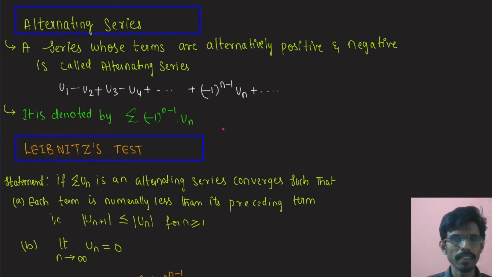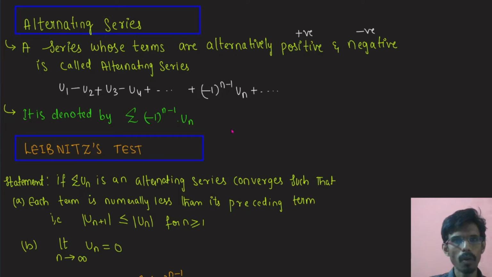Now in this class we will see alternating series. The definition is a series whose terms are alternately positive or negative. That is, we see a positive term, next a negative term, then a positive term, a negative term; this is called an alternating series. Here we have the first term positive, second term negative, positive, negative, and so on.